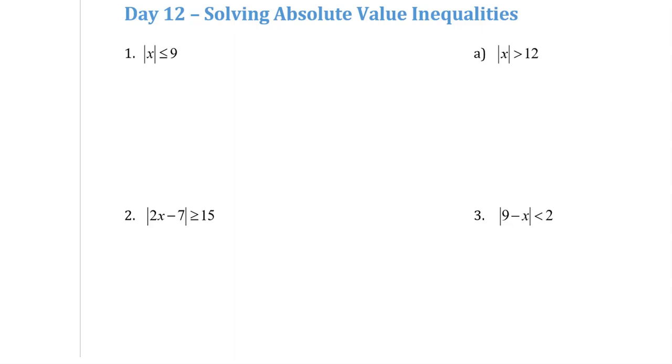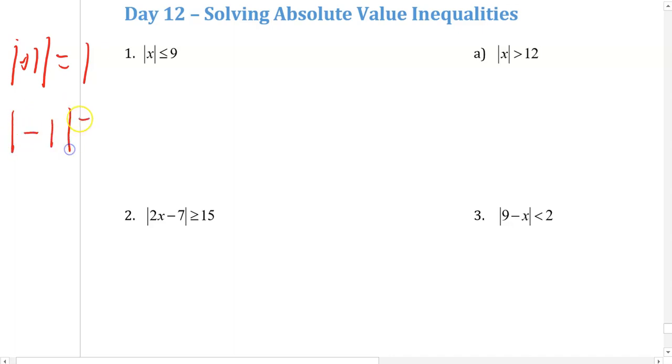Now to start off, we want to make sure we understand what an absolute value really is. It is a distance away. You can either be to the left or to the right, and either one is the same distance away. So for example, the absolute value of positive 1 is 1. It's 1 away from 0. The absolute value of negative 1 is also 1. It's 1 away from 0.